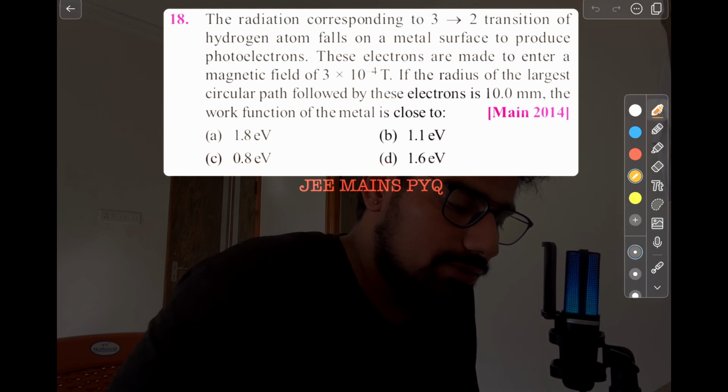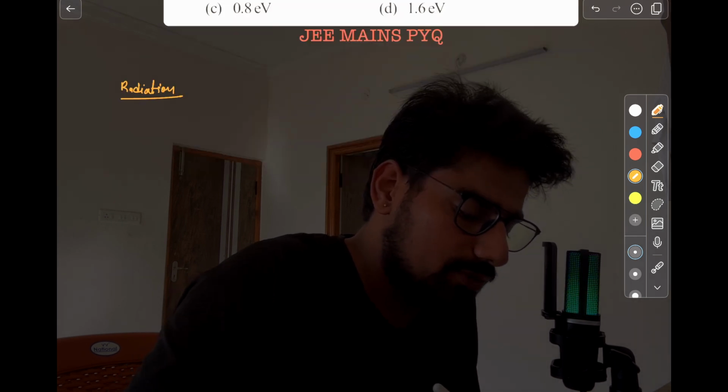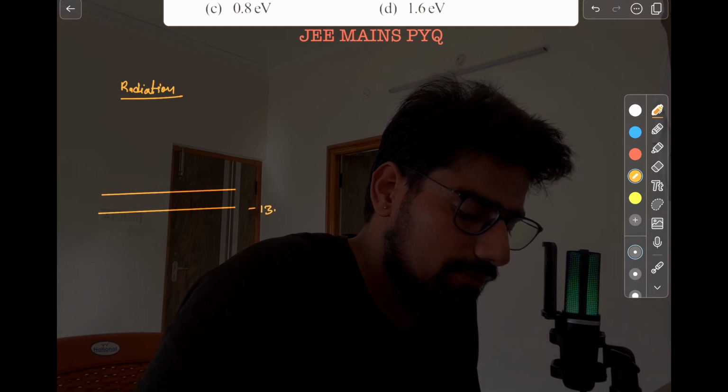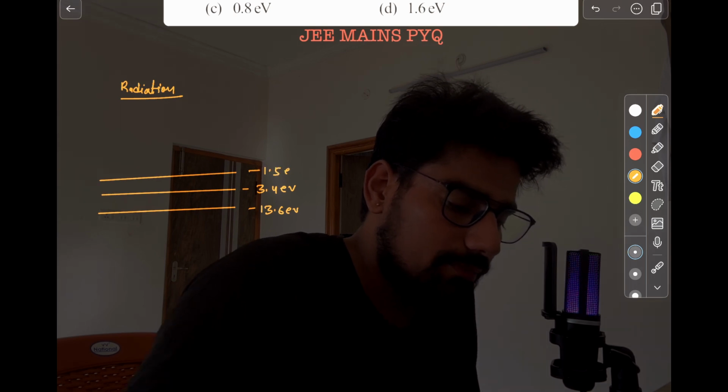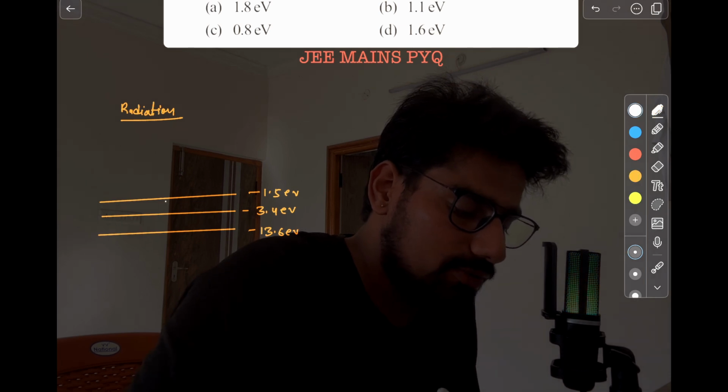So if you look at this question carefully, basically they are combining three concepts. First concept of the radiation. So like we have hydrogen atom. For the hydrogen atom, as we know, the energy levels will be looking like this: the lowest energy is minus 13.6 electron volt, then minus 3.4 electron volt, and then there is minus 1.5 electron volt, right? So we are taking a transition from 3 to 2, and in this transition there is a photon which is emitted. This photon we are taking for the photoelectric effect, right?